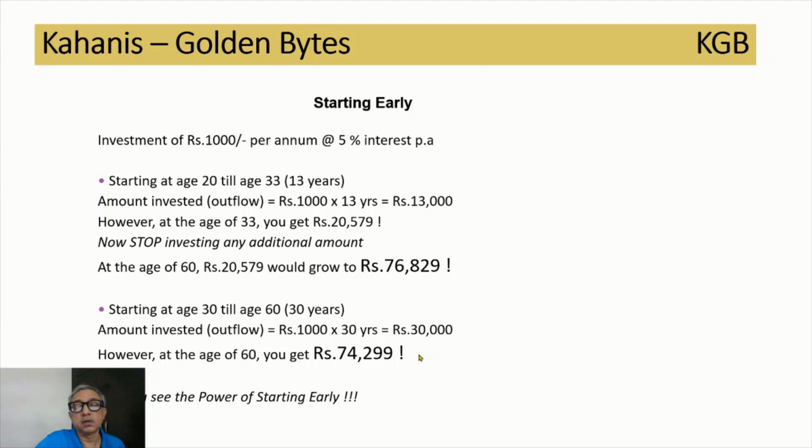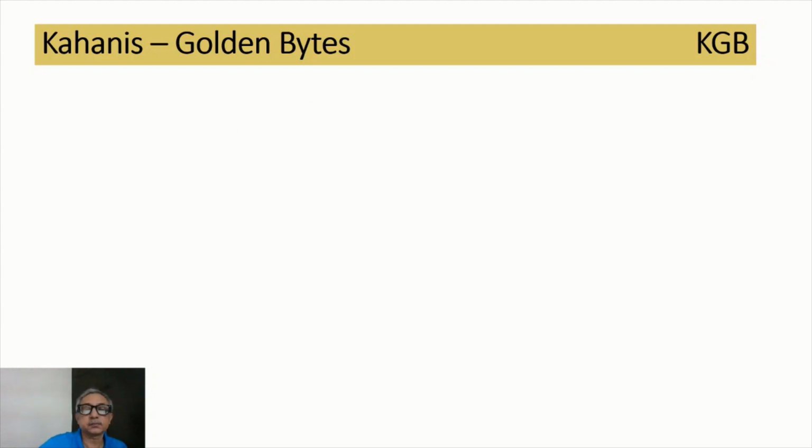This is the power, as you can see very clearly, by starting early. The difference is one started at 20. Because you started early at the age of 20, even a 13-year investment gave you a much higher return than 30 years of investment starting a little late. When you see 76,829 is more than 74,299, it clearly demonstrates the benefit of starting early.